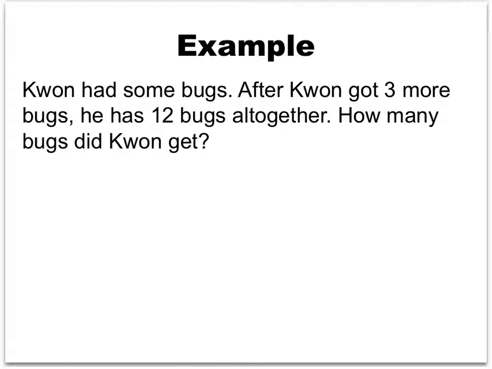Here's a simple word problem. Quan had some bugs. After Quan got 3 more bugs, he has 12 bugs altogether. How many bugs did Quan get? Now, if we're a student and all we look for is numbers and key words, we'll see the numbers 3, the word more, and the number 12, and we'll say, more means addition, so this problem should be solved with 3 plus 12, and we get the answer 15.